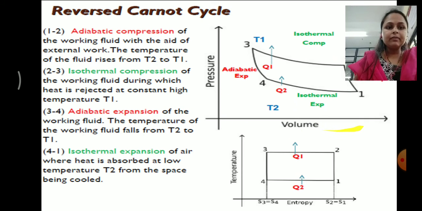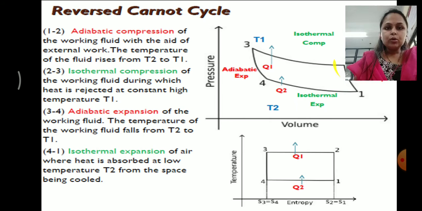In PV diagram we can see from 1 to 2 it is an adiabatic compression process. From 2 to 3 it is an isothermal compression process. From 3 to 4 it is adiabatic expansion, and from 4 to 1 it is isothermal expansion process. We will discuss one by one.